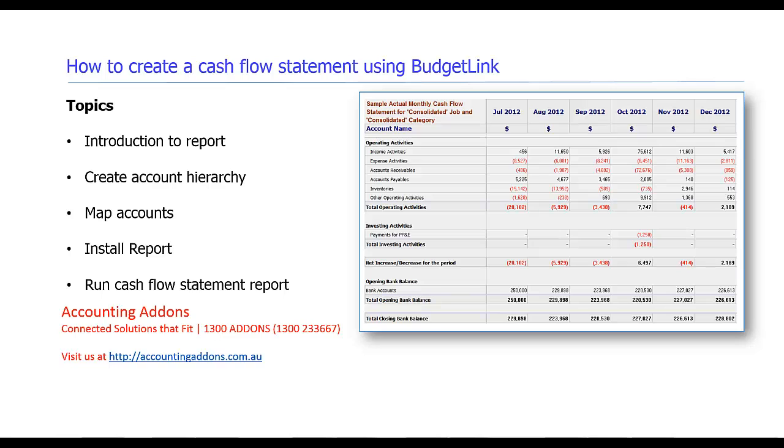We've come to the end of the video showing how to create a Cashflow statement using BudgetLink. I've shown you the report, shown you how to create your account hierarchy and map your chart of account to it, as well as how to install the report and run it the first time. There's extra things I haven't covered, such as how to run the report on a cash basis, but I'll leave those for a different video.